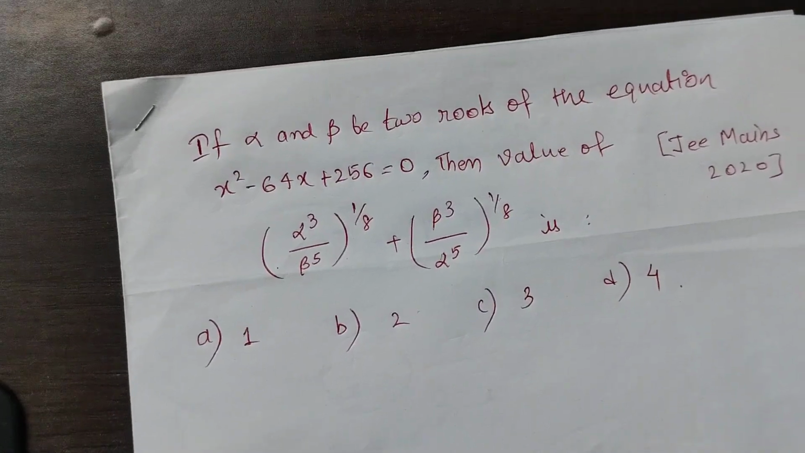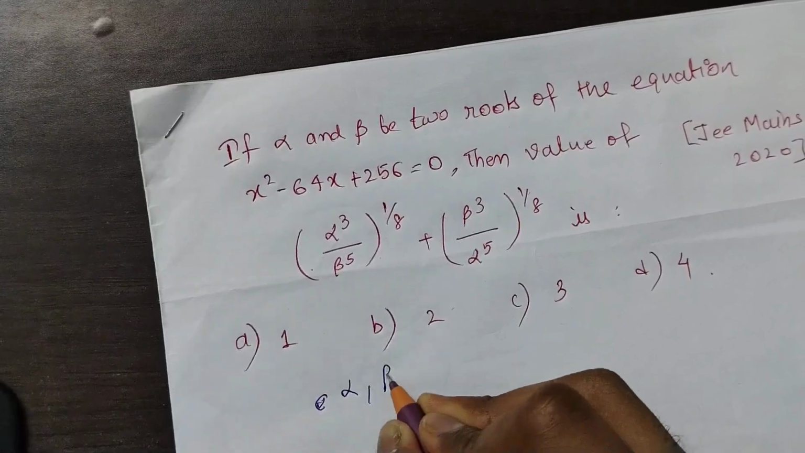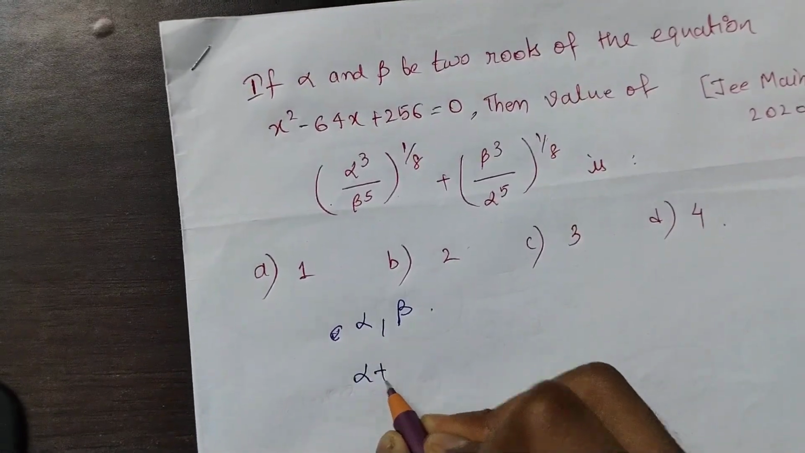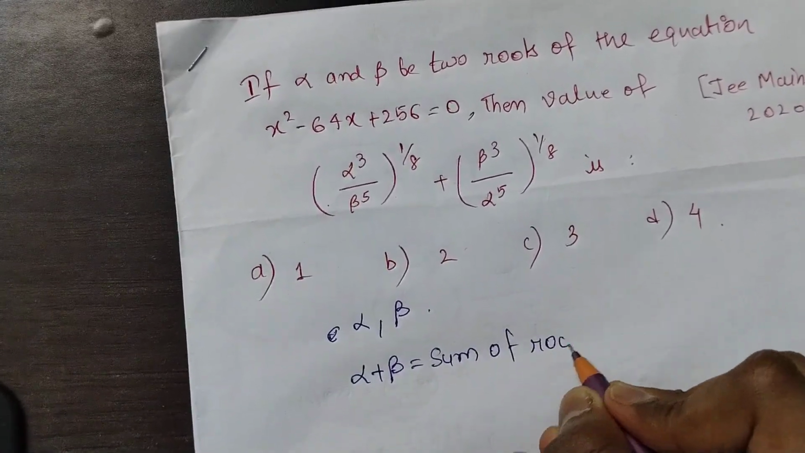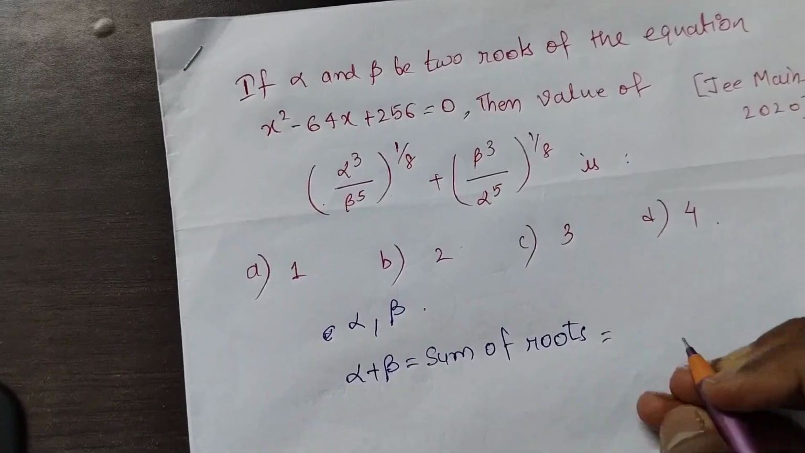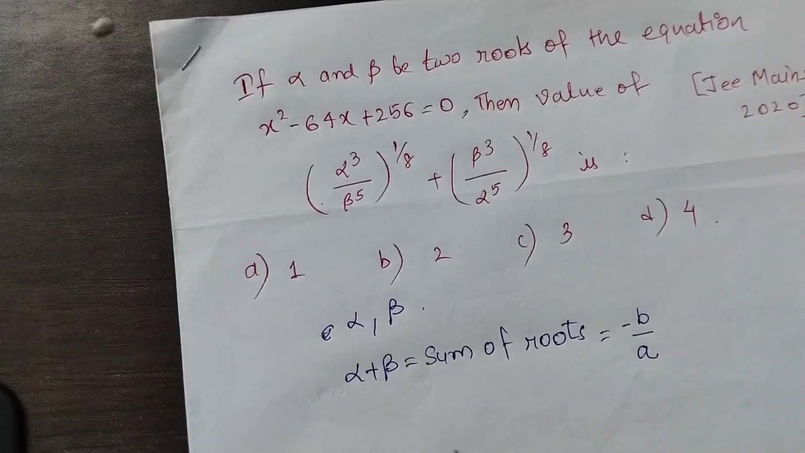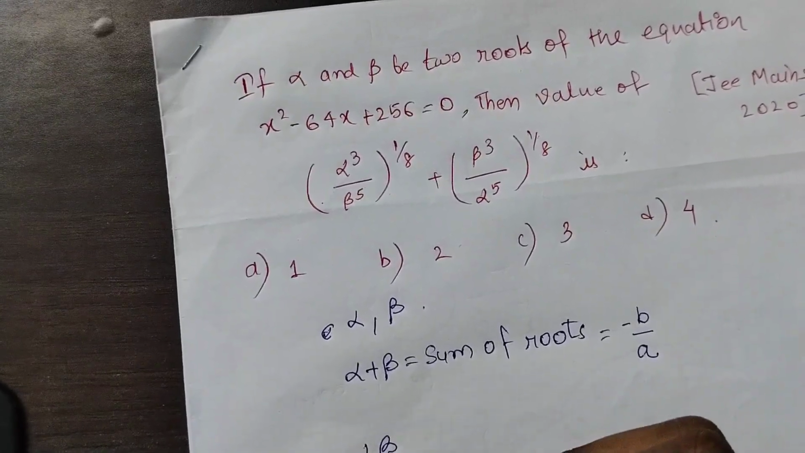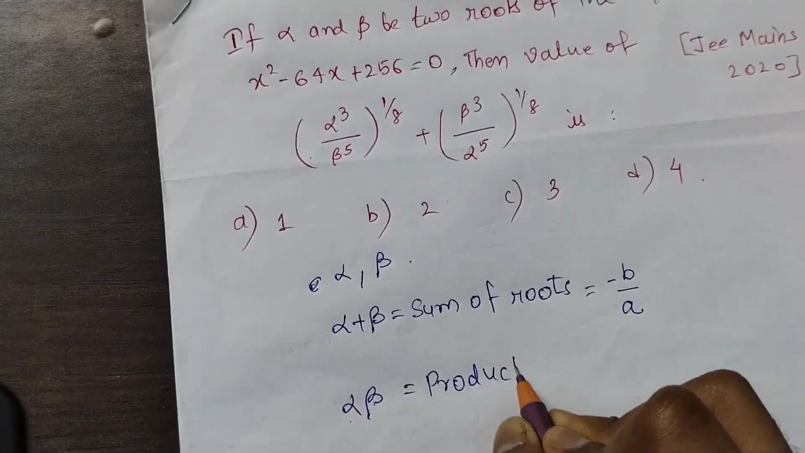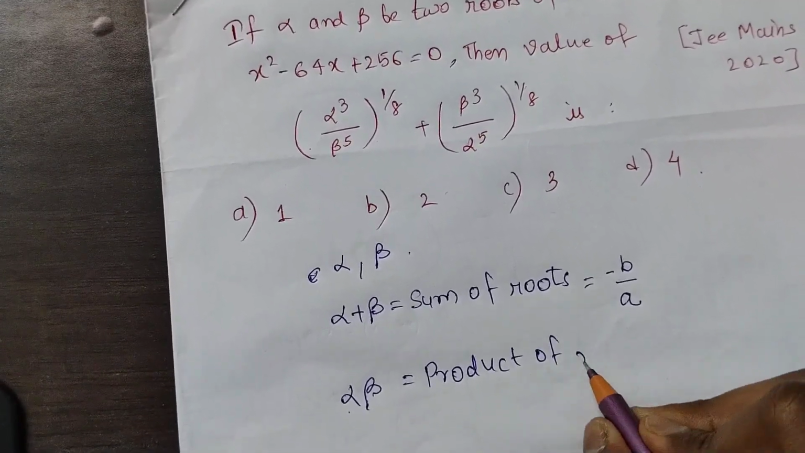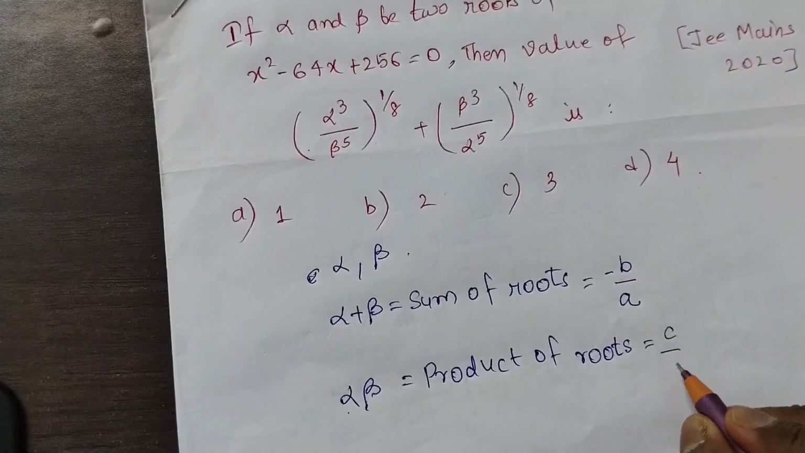The sum of the roots of a quadratic equation: let the roots be alpha and beta. Then the sum of the roots is alpha plus beta, which equals minus b by a, and the product of the roots, alpha times beta, equals c by a.